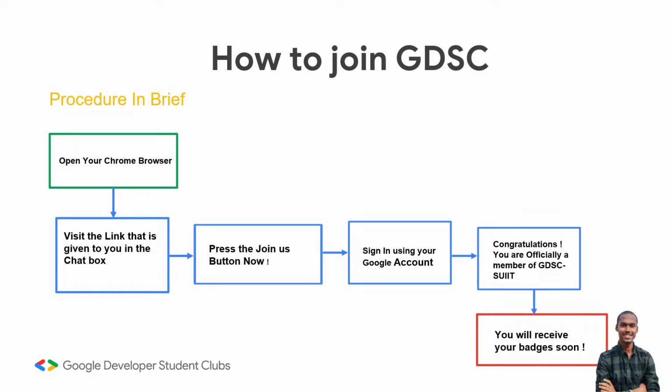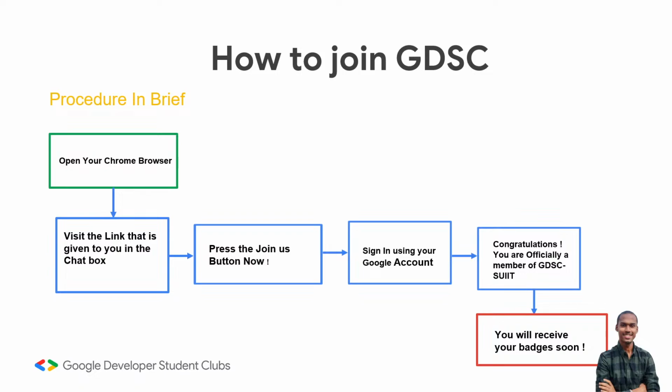All right. Now you will be getting the GDSC event link or our GDSC Suite link in the chat board soon. So what you have to do is open your Chrome browser, then visit the link that is given to you in the chat box. Then there will be a join us button marked in blue. So you have to click that.